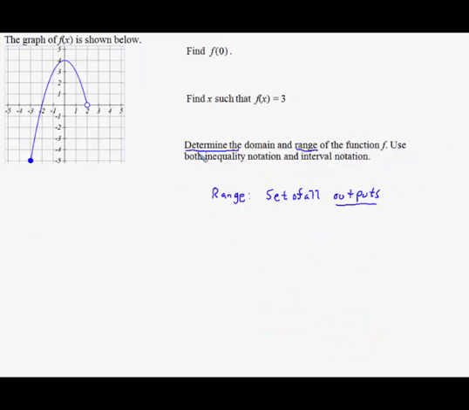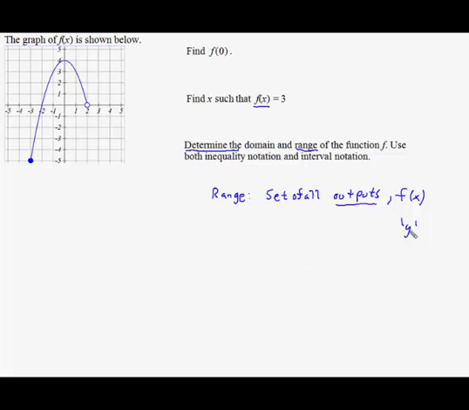So that's domain. Now to determine the range of the function f, if you look at the definition of range, it's the set of all outputs, which in our case we're using the notation f of x to denote our output. So the range would be the set of all outputs f of x, or sometimes just referred to as y.